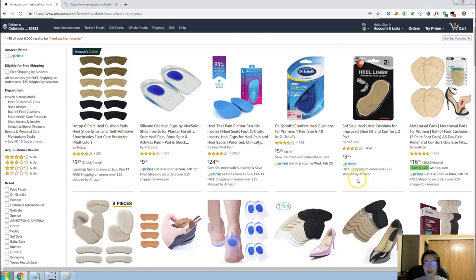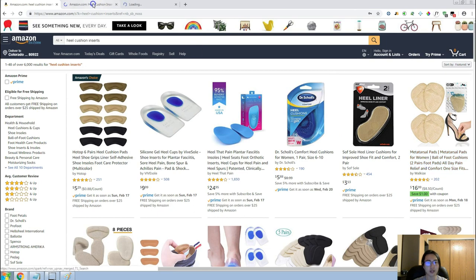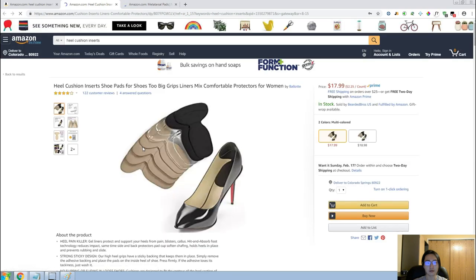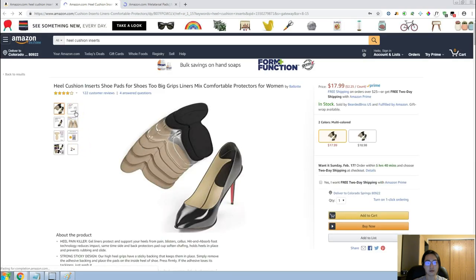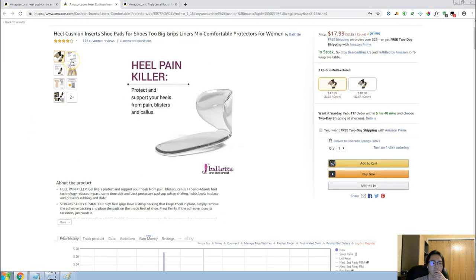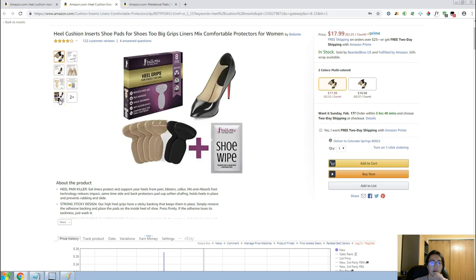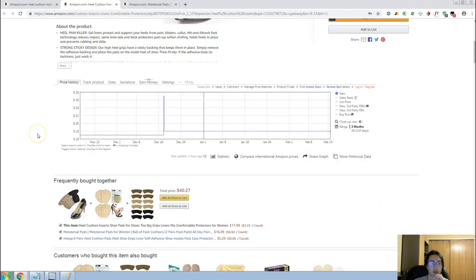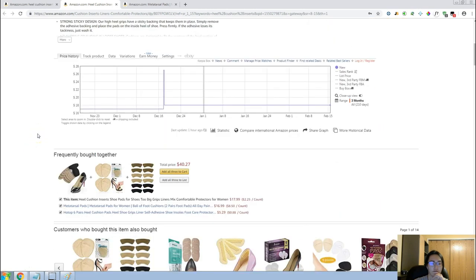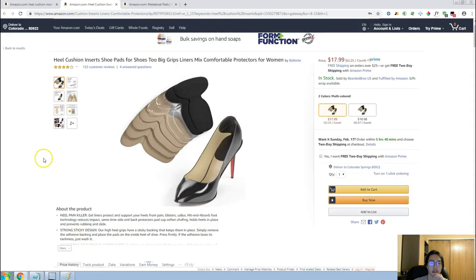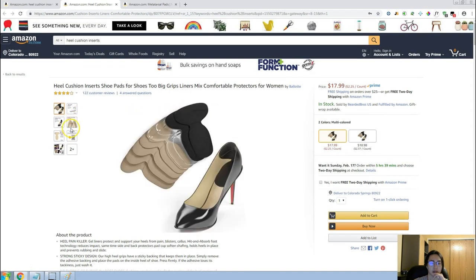Which one was it? This one? And this one? Heal painkiller. Oh, they included a nice little shoe wipe. So what people are doing is they're trying a bunch of these heel things just to see which one probably makes the most sense for them.